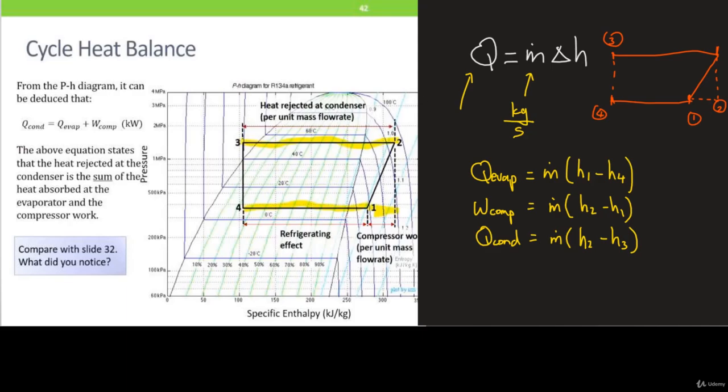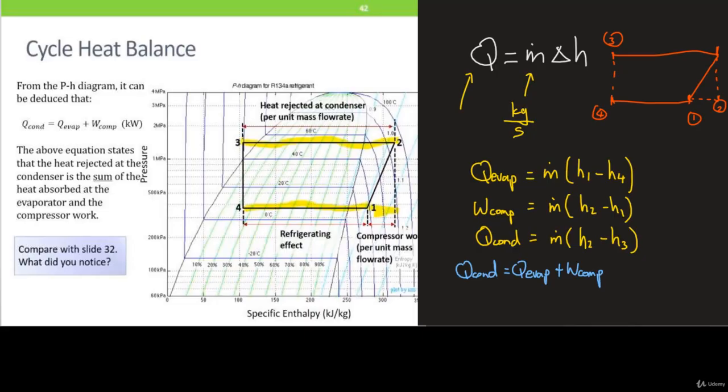If we write this into a formula, it will look something like this. The amount of heat rejected at the condenser is equal to the amount of heat you absorb at the evaporator plus the work done by the compressor.